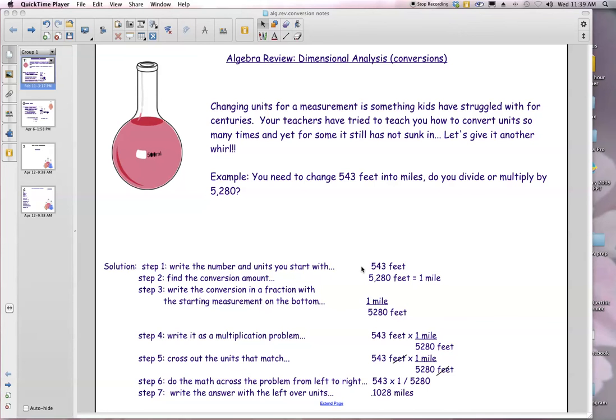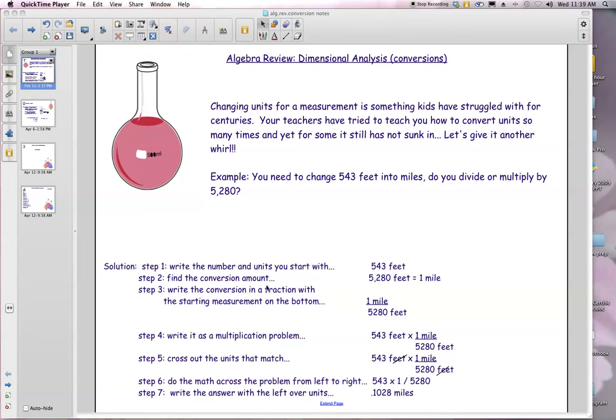So step one is you start with what you know. Okay, we were starting with 543 feet. The next thing is to find your conversion amounts. And that's the part where we know that 5,280 feet are in 1 mile. So we have to figure out the conversions that will get us from feet to miles.